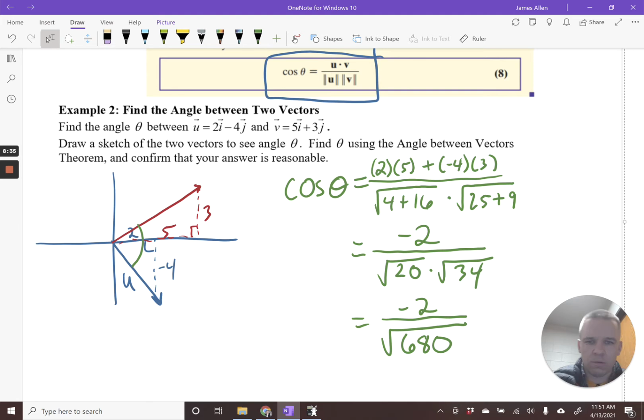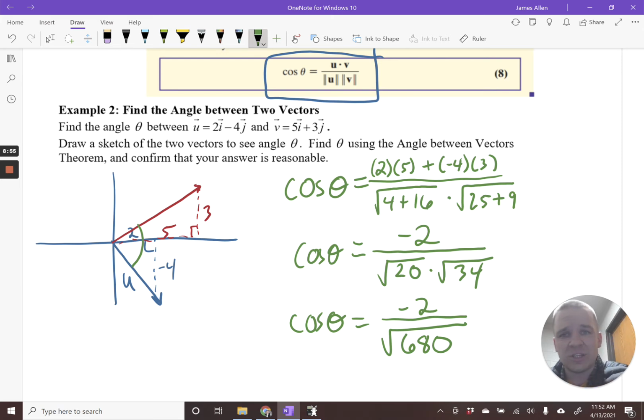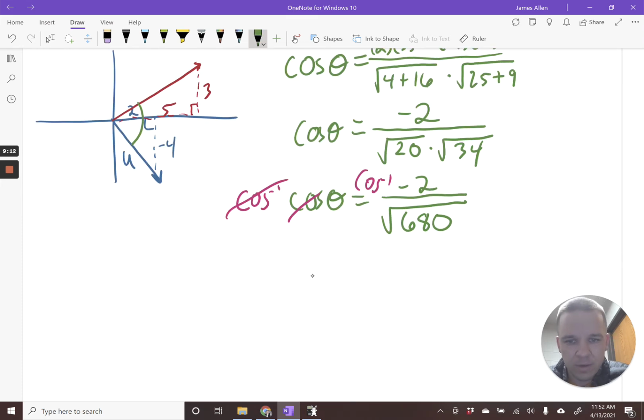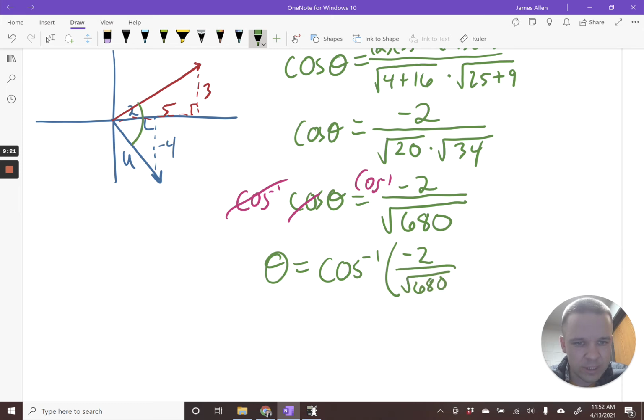So now we have cosine of theta. If you remember back to your introduction to trig, when you first learned how to solve for an angle in likely honors geometry, how do you get rid of that cosine? You can't just divide by cosine. It's not cosine times theta, it's cosine of theta. It's a function. So I need to actually take the inverse. So cosine inverse on each side cancels out the cosines. And now I'm left with theta equals cosine inverse of negative 2 over the square root of 680.